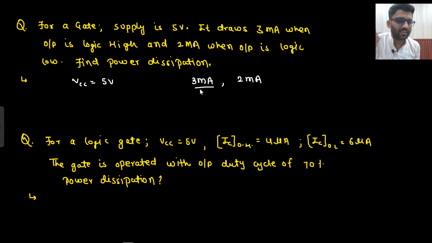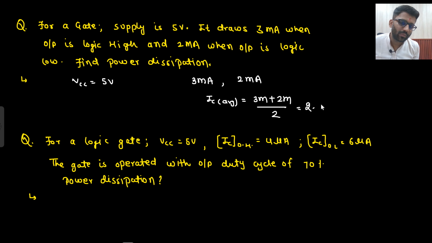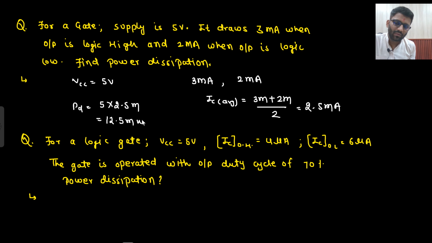That means for 50% time it is driving 3 milliampere current. For 50% of time it is driving 2 milliampere current. So in a cycle, 3 milliampere, 2 milliampere, 3 milliampere, 2 milliampere, 50% time. So what will be your IC average? 3 milliampere plus 2 milliampere divided by 2. That would be 2.5 milliampere. So what will be your PD? 5 volt into 2.5 milli. So 25 by 2, 12.5 milliwatt.